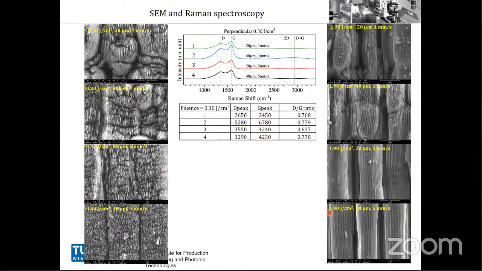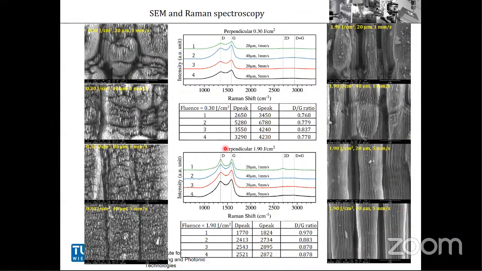But in the parallel direction, when we performed at higher fluence, we haven't seen a very clear structure, but it's kind of like only exposed fiber left over the surface. And then we have the corresponding Raman spectroscopy. Here we can correlate one sample in perpendicular at the lower fluence and at the higher fluence. And we can see here it is less, meaning at 0.30 joule per cm square, we are getting more graphitization as compared to the higher fluence.